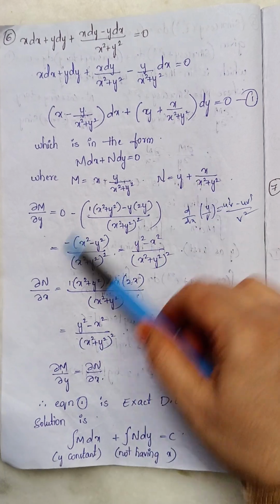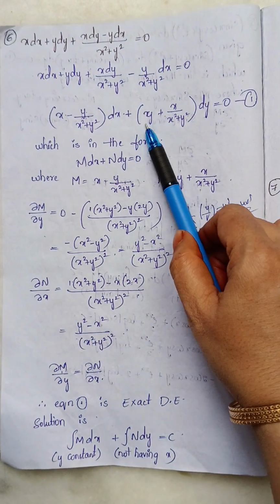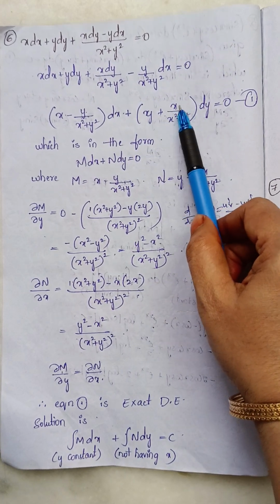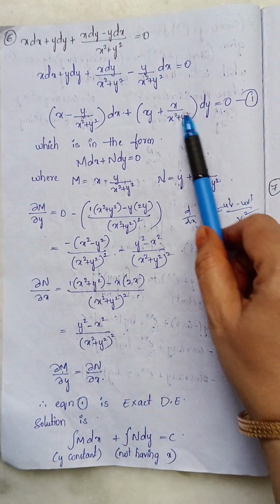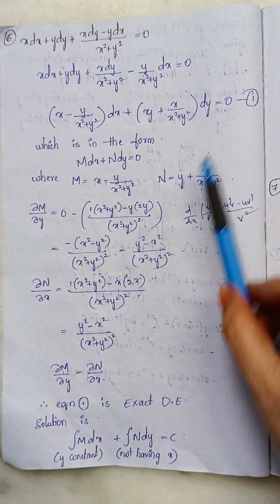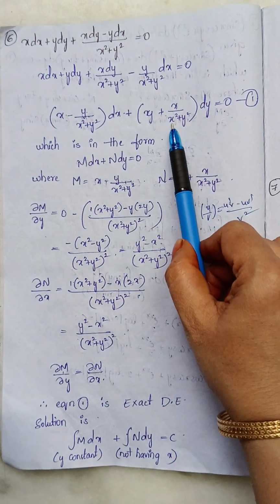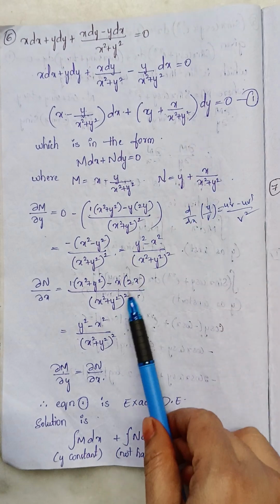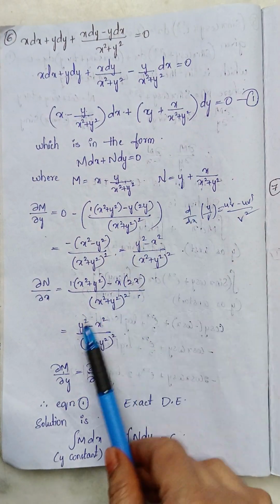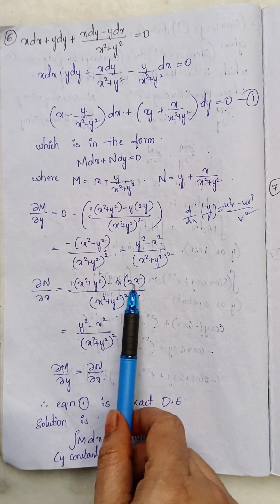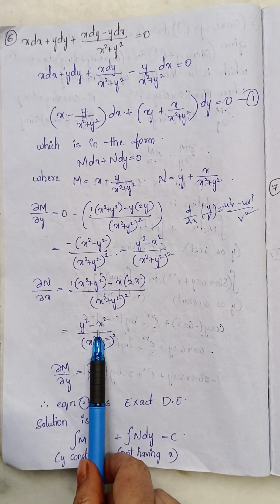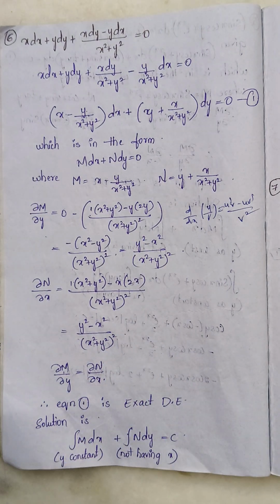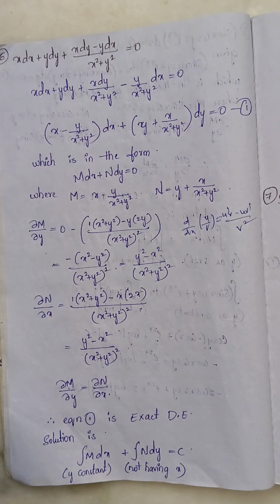Similarly del N by del x. With respect to x, here y is a constant, its derivative is 0, and it is in u by v form. U dash means x with respect to x is 1, into v as it is, minus u into v dash with respect to x: x square's derivative is 2x, plus y's derivative is 0 because it is a constant. So 2x plus 0 is 2x, by v square. Again here x square plus y square minus 2x square. Minus 2x square plus x square is minus x square plus y square. Now both are equal, so it is an exact differential equation.